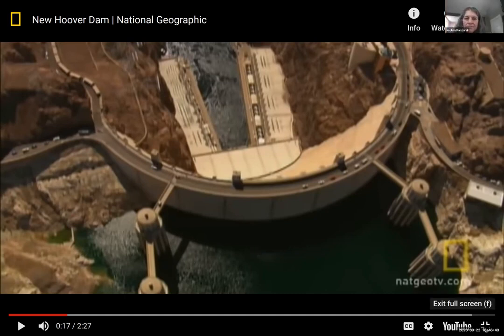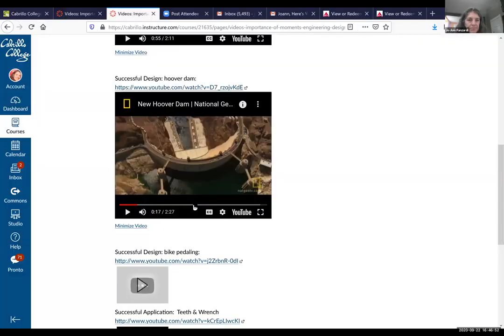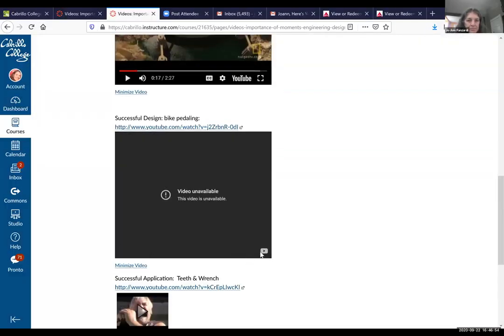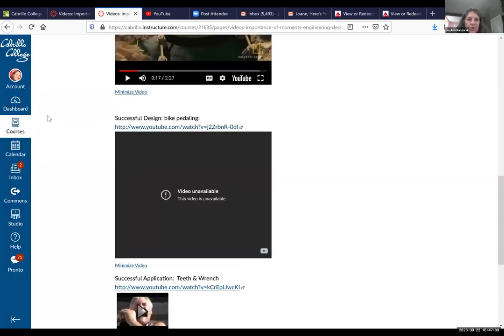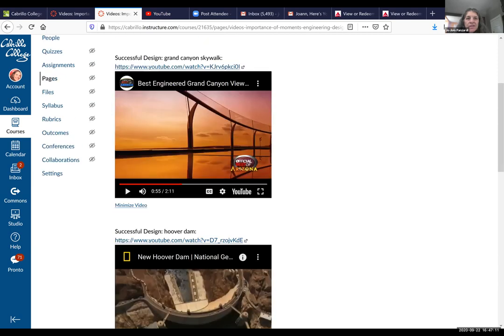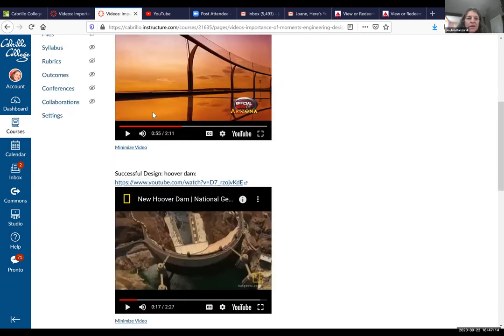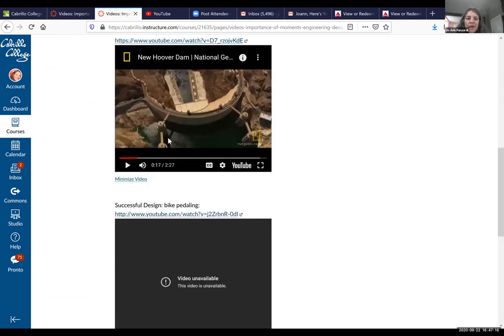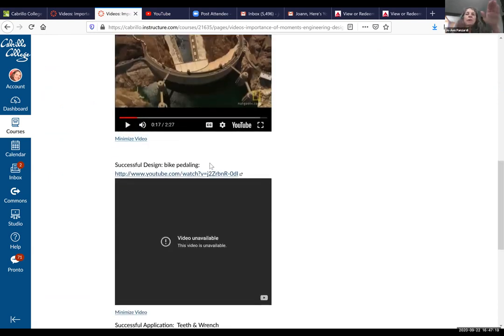I'm going to go to the next one. I don't know what's up, but let's go back. So these three I entitled Successful Designs: the Grand Canyon Skywalk, the Hoover Dam, and this is bike pedaling. You could imagine that when you're riding a bike, you're creating a moment, right? Now that's not a statics problem, that's a dynamics problem.